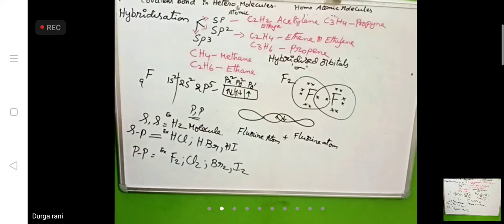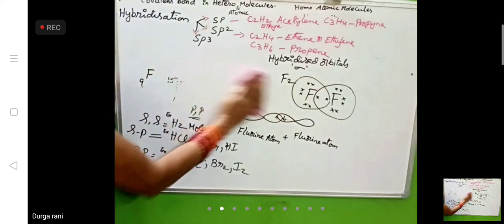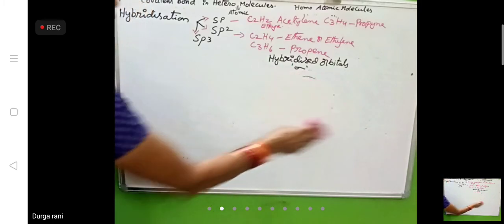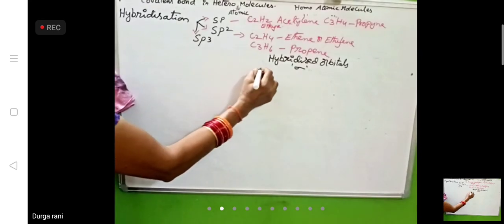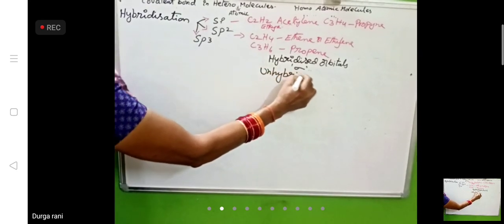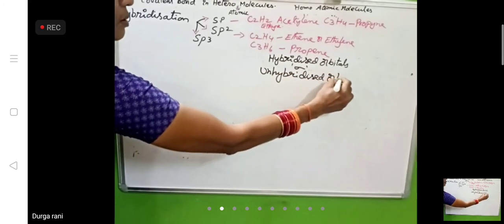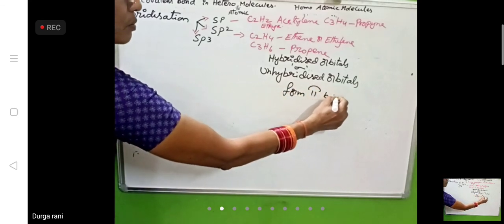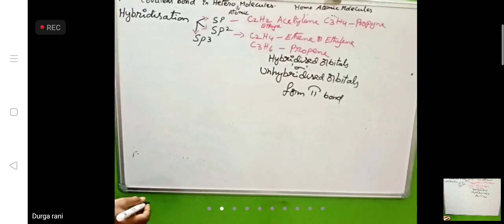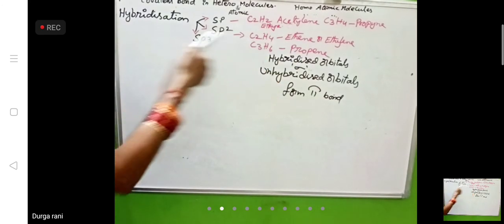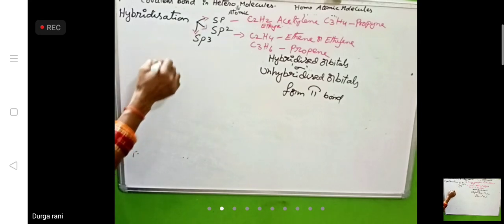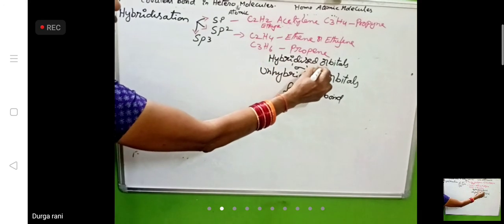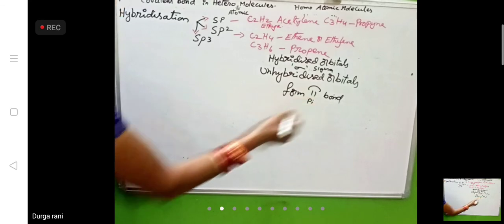And unhybridized orbitals, they form pi bond. Okay. See, hybridized orbitals means just a few minutes back we have discussed that SS overlap and all these. Hybridized orbitals always they form the sigma bond, and this is pi bond.